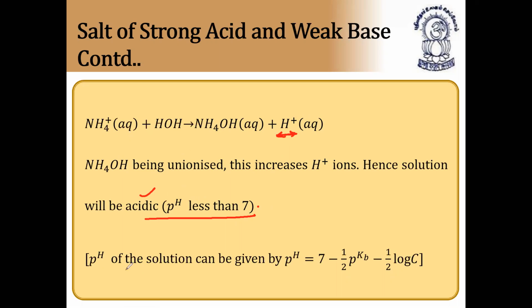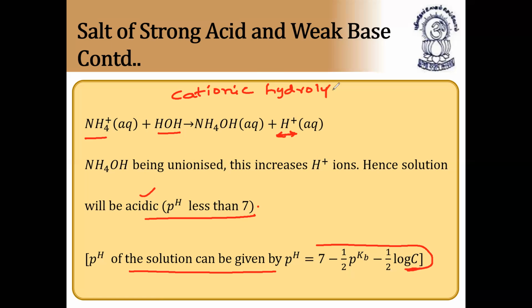So please note down this point. The pH of the solution for this type of salt can be given by the formula: pH is equal to 7 minus half into pKb, that is the dissociation constant of the base, minus half log C, where C is the concentration of the salt. In this way, we'll calculate it. Very important, please note it down. So this type of hydrolysis is called cationic hydrolysis. Why is it cationic hydrolysis? Since the cation of the salt combines with water, it is called cationic hydrolysis.